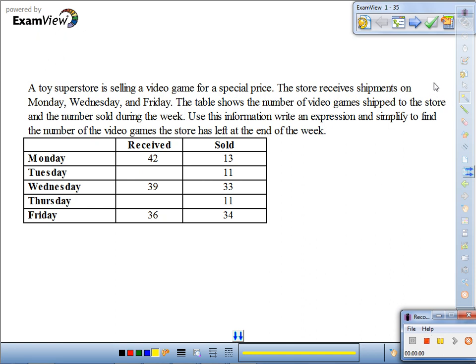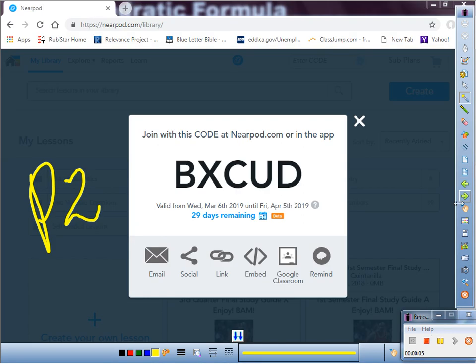All right, so that code is for your homework tonight. It's study guide 6X. Okay?